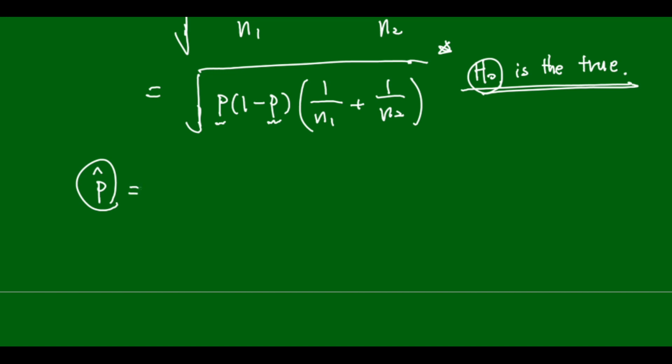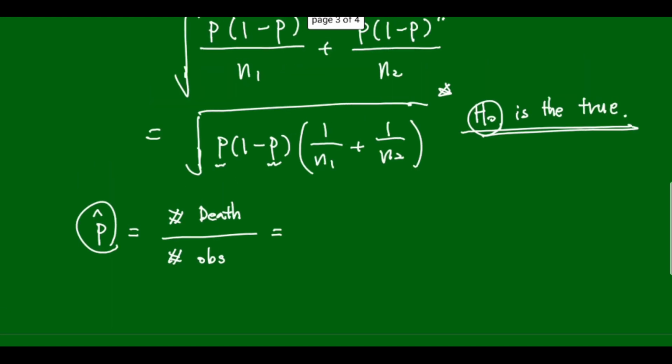So to estimate the p, we need to use the older information we can access, right? The p is the death rate of COVID-19. So in the numerator, we should use the number of people who died from COVID-19, and in the denominator, the number of observations.